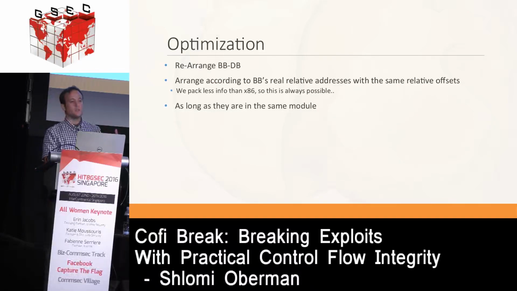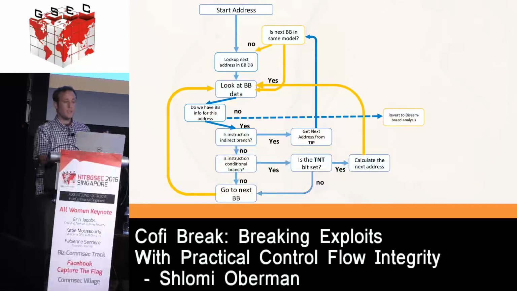This is always possible since we're actually storing less information in the basic block than the original basic block itself. We're storing the branch, but we're not storing all the superfluous disassembly. Okay? And we do this as long as the basic blocks are in the same module. So for every module, we store the basic blocks in the same order and the same distance as they were before.